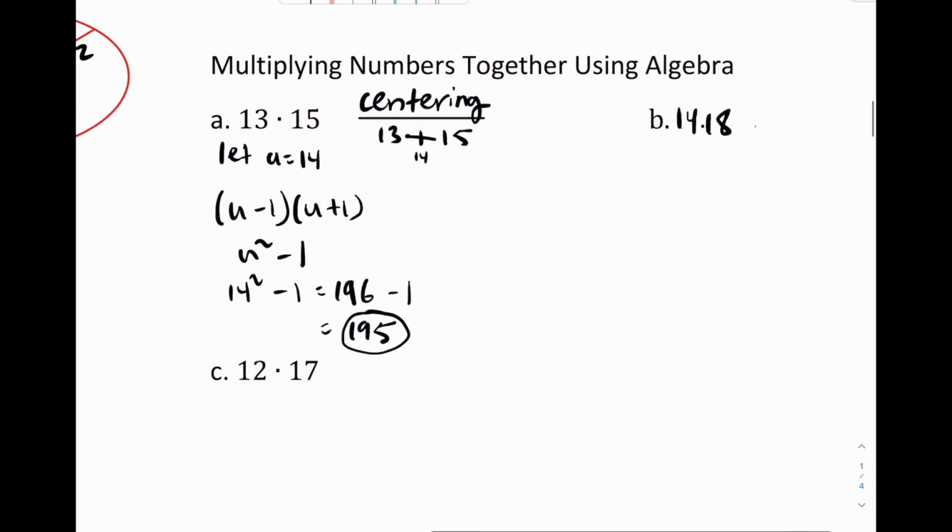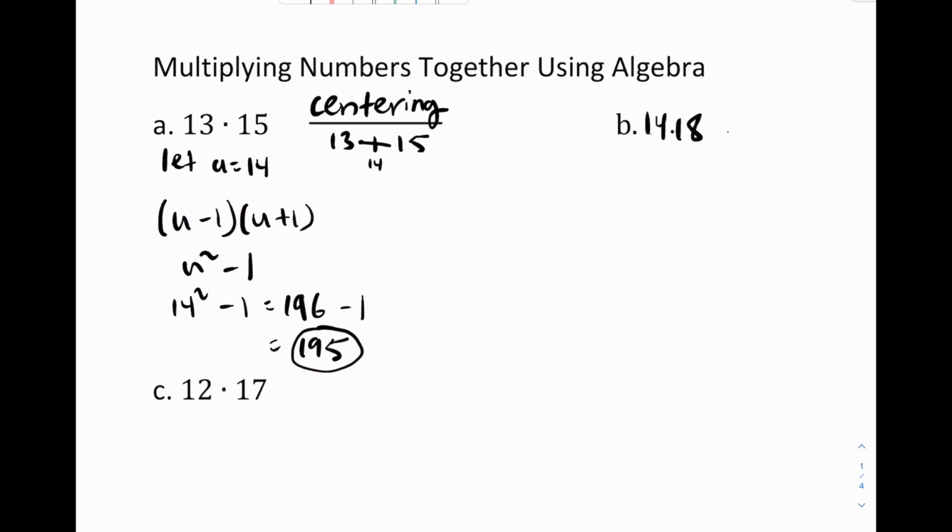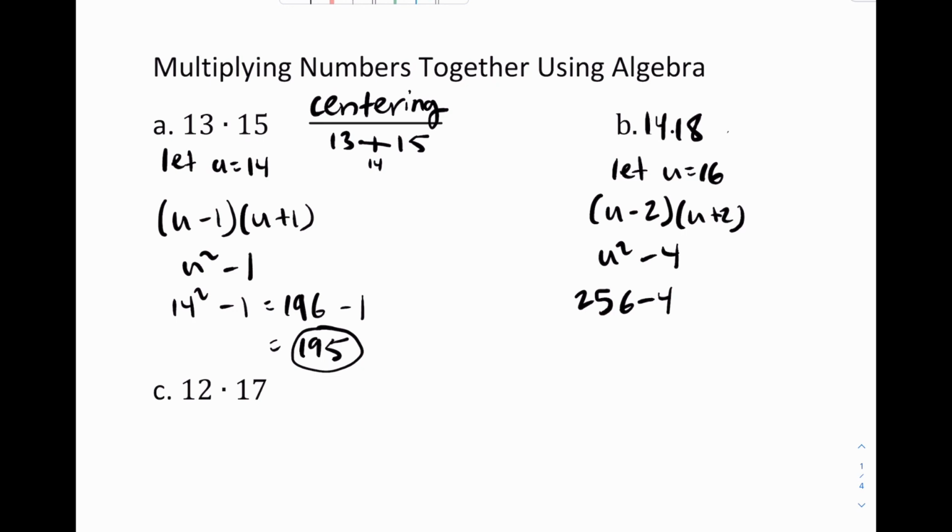So let's try it again on part B, 14 and 18. So the center, take a moment to think. The center is 16. So that would mean 14 in terms of u is u minus 2. 18 is u plus 2. Do algebra, u squared minus 4. Plug it in. 256 minus 4. Therefore, the answer is 252.